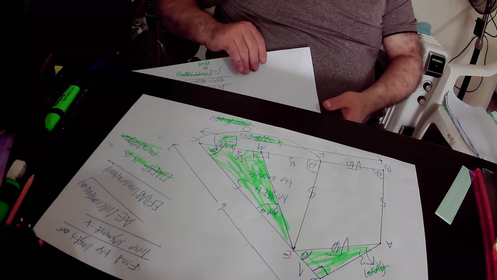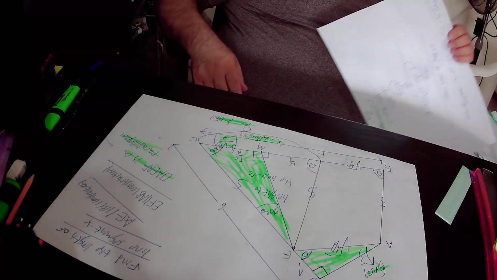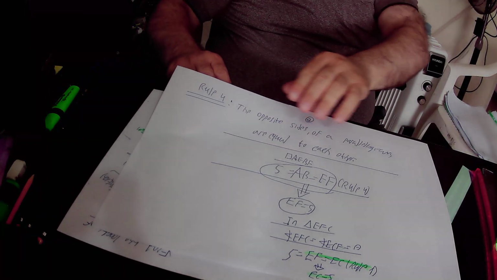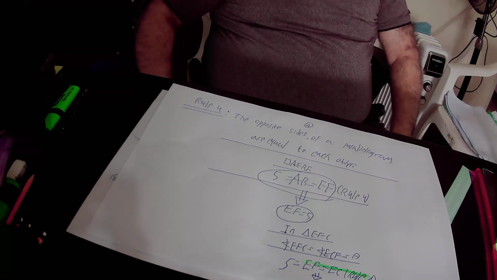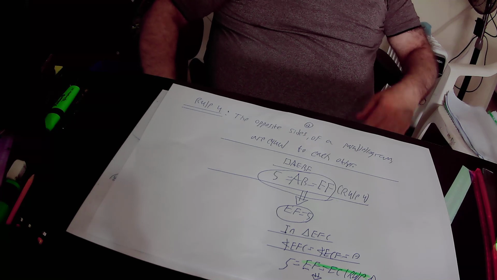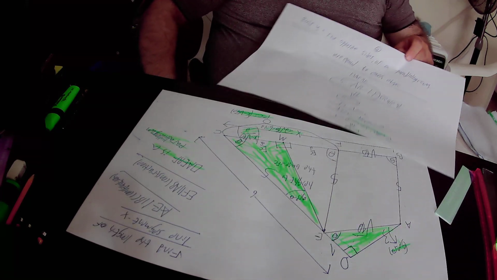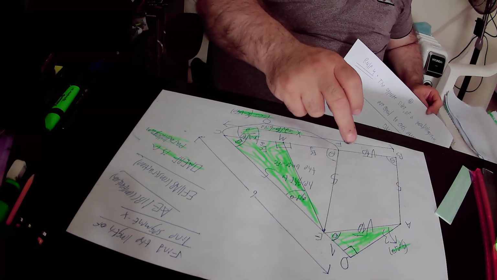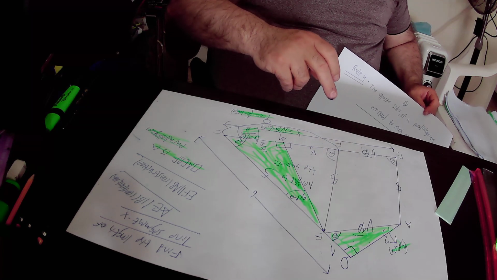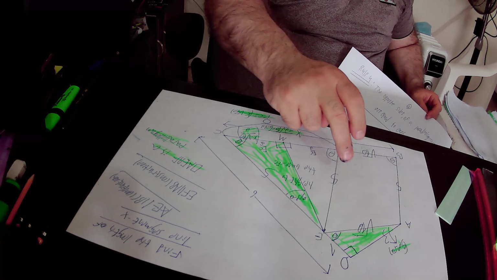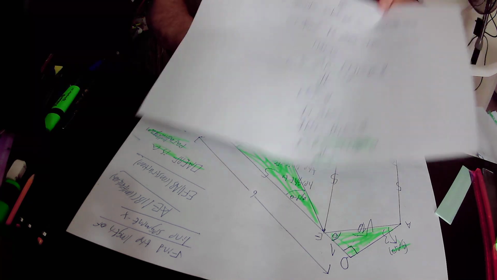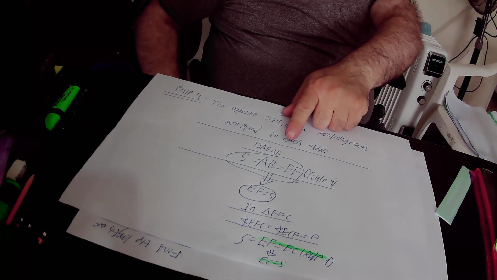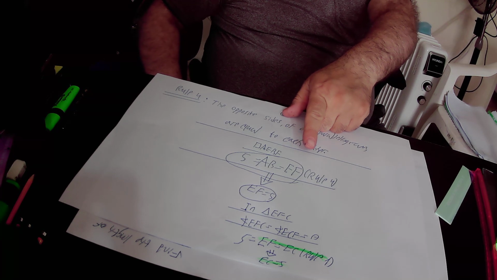Then I presented to you rule number 4. According to rule number 4, the opposite sides of a parallelogram are equal to each other. So we will relate to our parallelogram AEBF. According to rule number 4, its opposite sides are equal to each other, that is to say AB equals EF. In parallelogram AEBF, AB equals EF according to rule number 4.